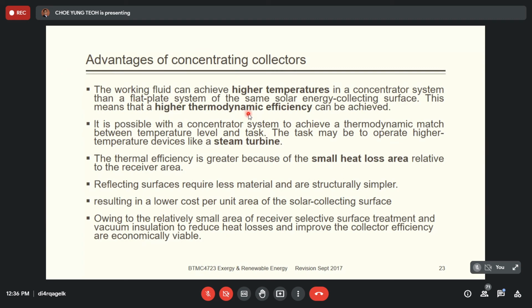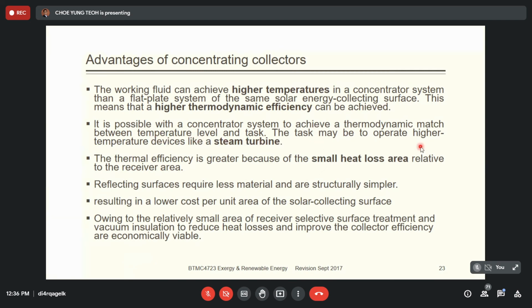The working fluid can achieve higher temperature. Okay, this is the advantage of the concentrating collector. The working fluid can achieve higher temperature in the concentrator system than a flat-plate system of the same solar energy collector surface. So this means higher thermodynamic efficiency. With higher temperature, you have higher thermodynamic efficiency. You can easily convert to other forms of energy. We also can say that you have higher exergy.